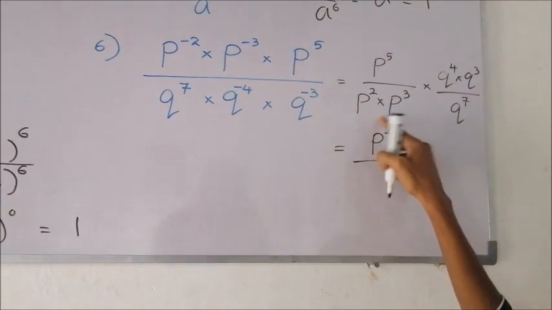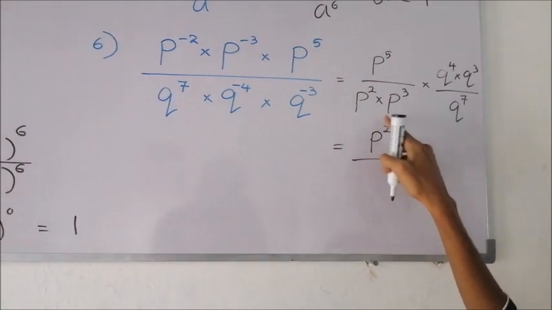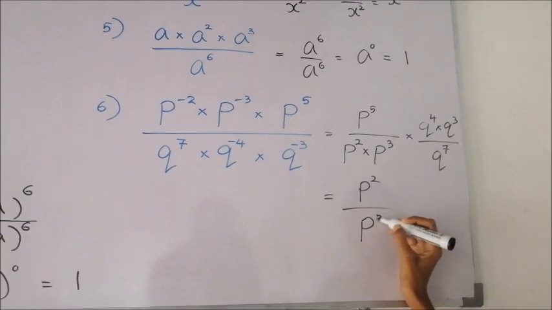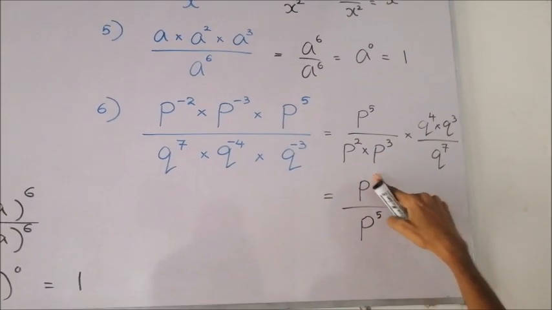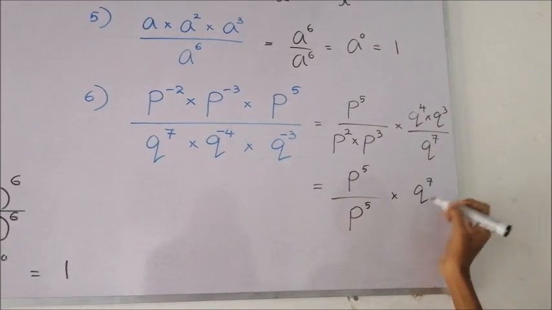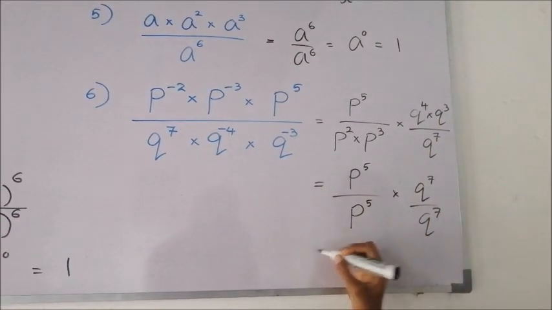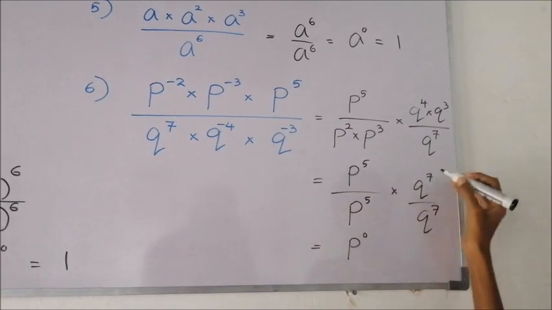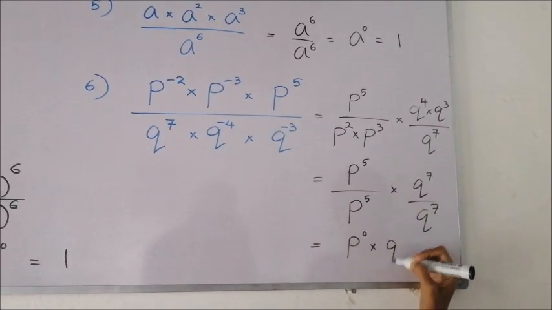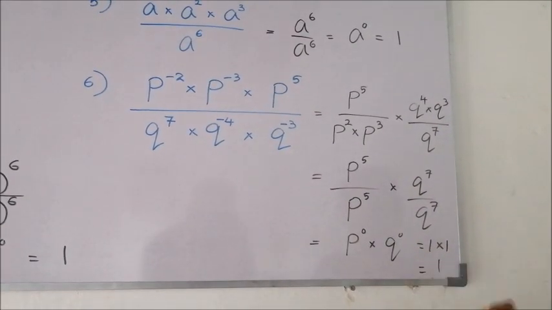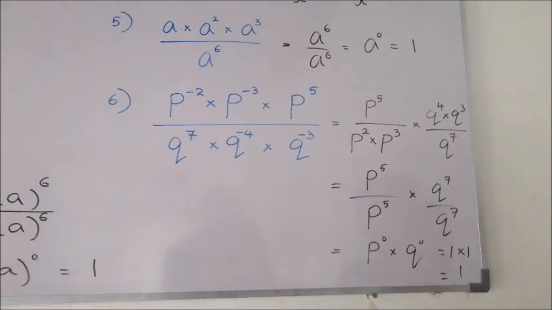Now in multiplication, when you multiply the powers with the same bases, you need to add the indices. So 5 will come here. Sorry, here the power is 5. Here also q to the power 7, q to the power 7. From here what will come? p to the power 0. When you subtract the indices from here, even q to the power 0. That means 1 multiplied by 1. Final answer is 1.